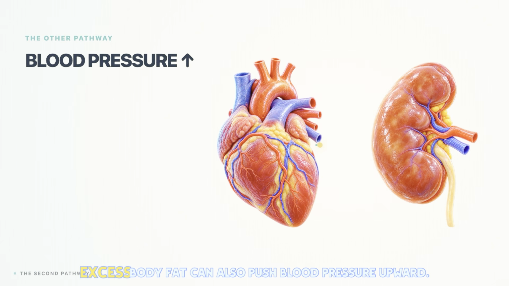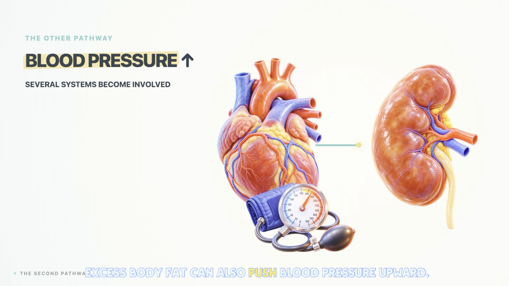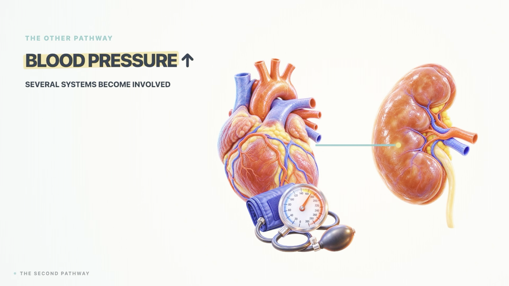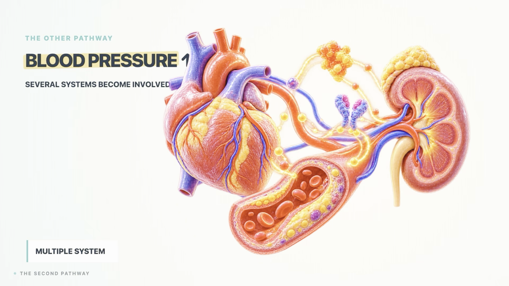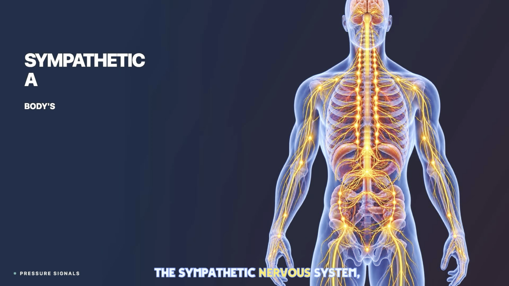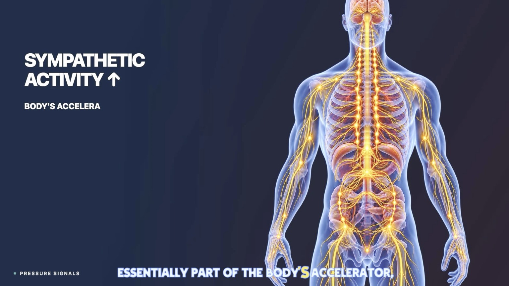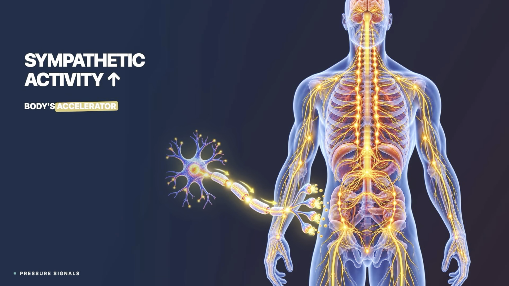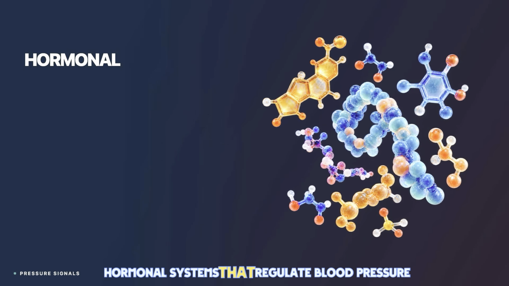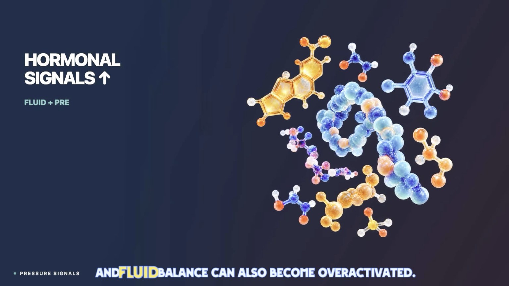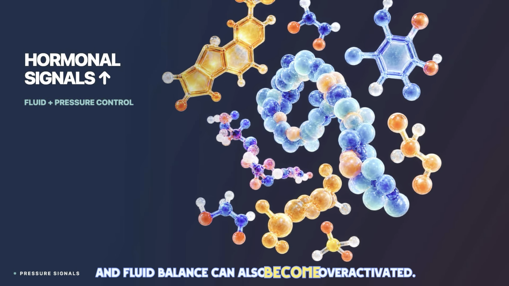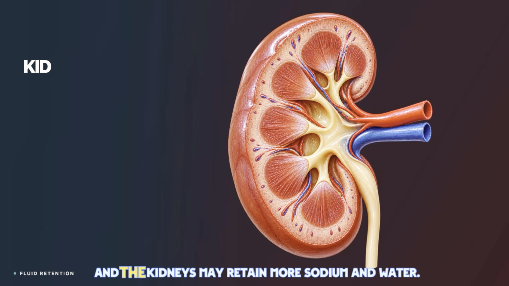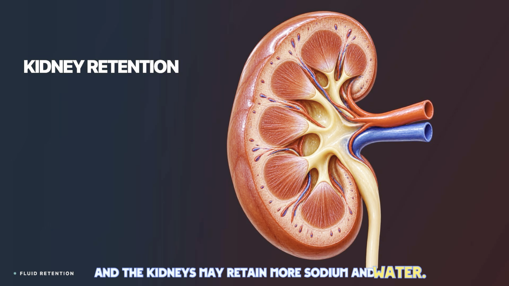But that's only one side of the story. Excess body fat can also push blood pressure upward. Several systems become involved. The sympathetic nervous system, essentially part of the body's accelerator, can become more active. Hormonal systems that regulate blood pressure and fluid balance can also become overactivated. And the kidneys may retain more sodium and water.